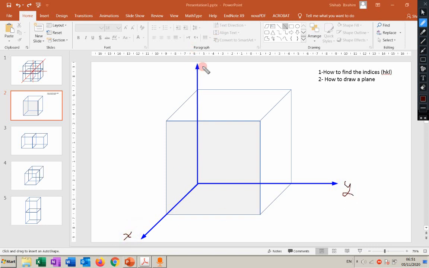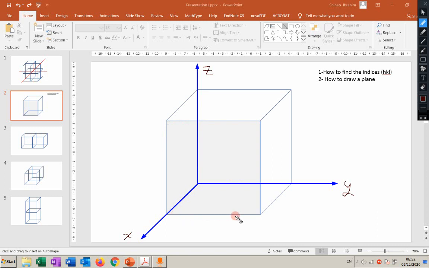In order to represent a plane, we need to find HKL, the Miller indices. Now, those Miller indices are related to the intersection of the plane with the axes. You have to imagine this plane like a sheet of paper. If you bring it in front of your eyes, you have to find the relation between this plane and the axes x, y, z. By relation, what do I mean? Is it parallel to the axis, or is it going to cut the axis somewhere?